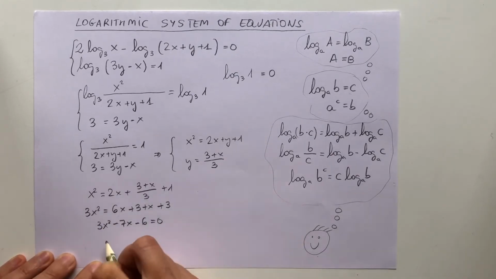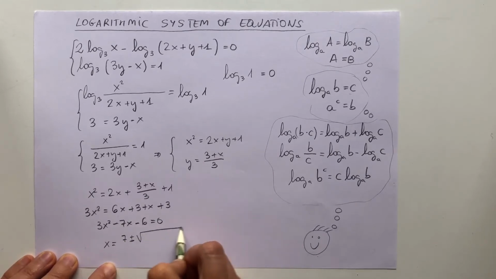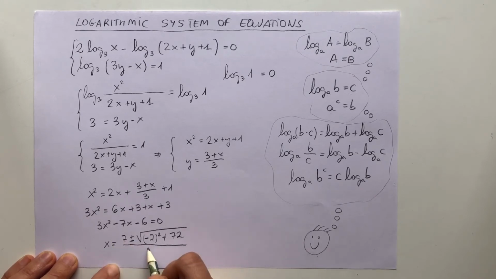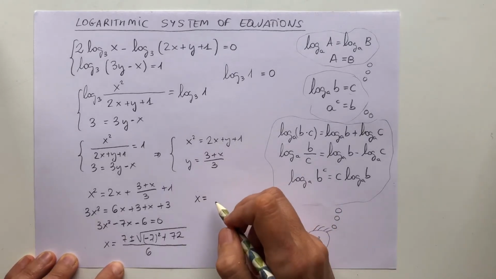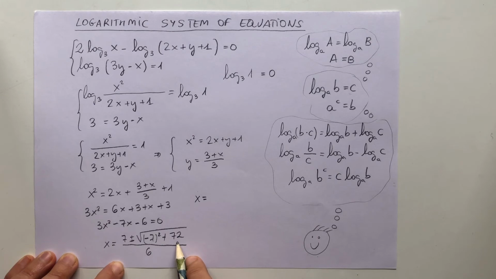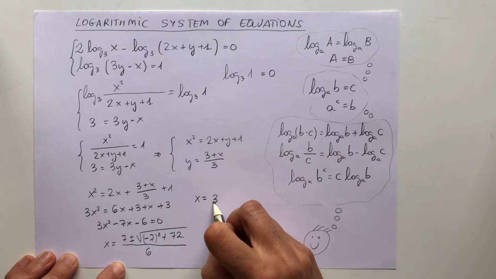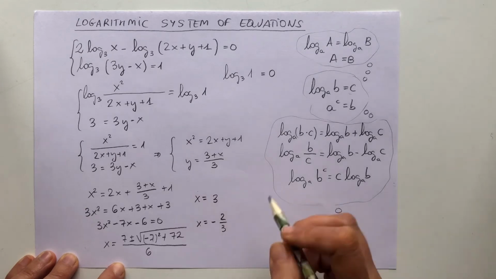And now we just have to solve it using the second degree equation formula. Minus b, 7, plus or minus the square root of b squared minus 4ac, that would be plus 72, if we do it with a calculator, all over 2a, that is 6. So we obtain two results for x. Here we have 121, whose root equals 11. So we would have as one result x equals 3, and the other one would be x equals minus 2/3.